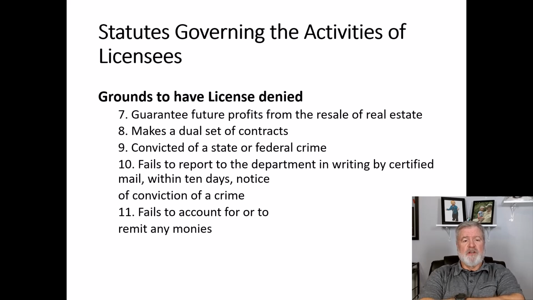Number eight, making dual sets of contracts. That's a no-no. Probably need to talk about that. I find a lot of people don't understand or know what dual sets of contracts are. But just to give you an example, once you have a contract to sell that's been ratified, accepted by all parties, then typically the buyer's agent will provide copies of that contract, obviously a copy to the attorney. The lender, assuming financing is involved, is going to want a copy of it. But basically everybody gets a copy of the contract.